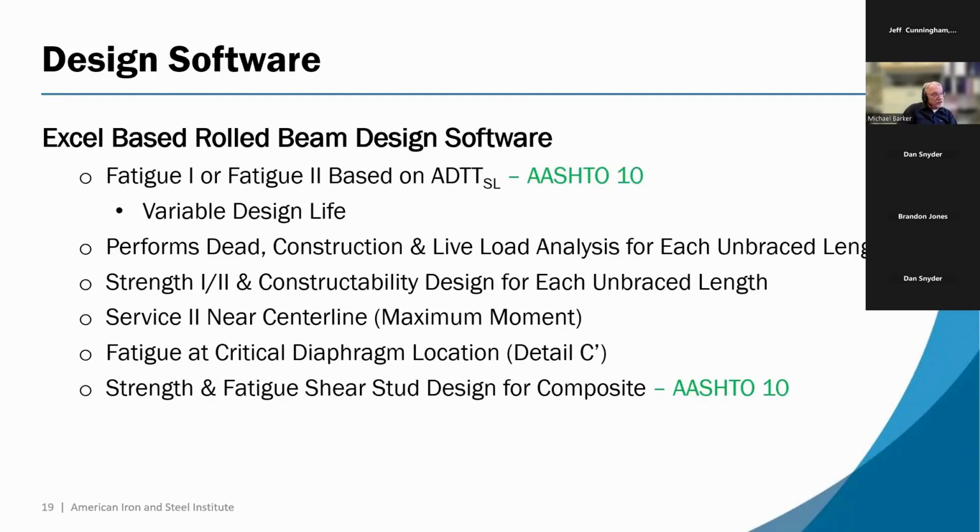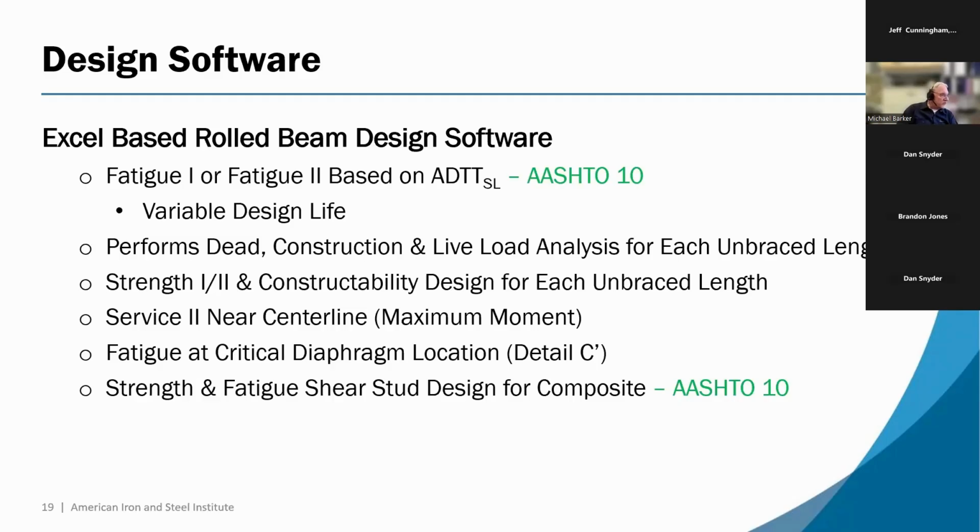For fatigue, AASHTO 10 changed a little bit, significantly better for short span steel bridges. And it's either going to be a fatigue 1 or a fatigue 2 based on that average daily traffic in a single lane. And we can even say we have a variable life, that we want it to last 100 years instead of 75. So the program performs the dead and construction, which is important with composite construction, and live load analysis for each unbraced length. And then it checks the strength 1 or strength 2 and constructability design for each unbraced length.